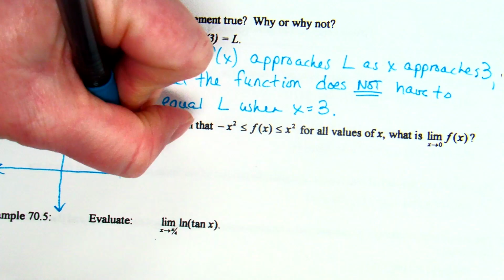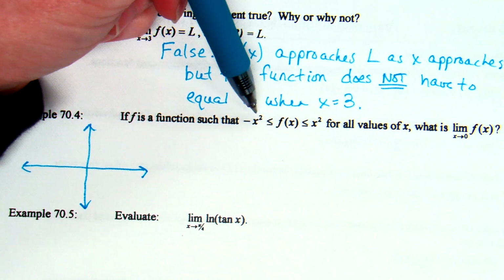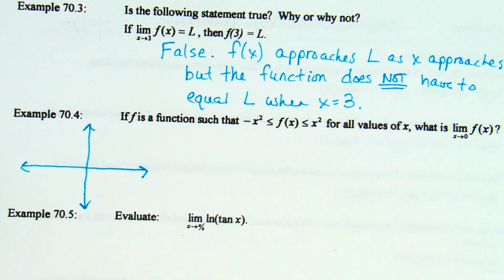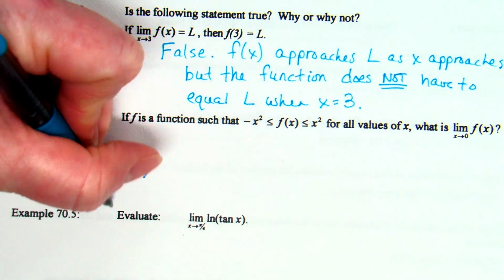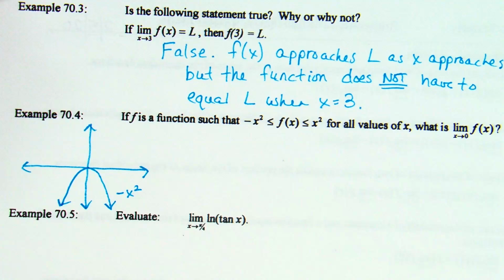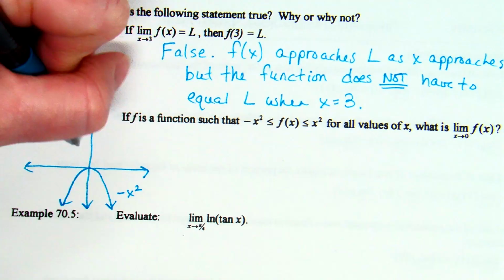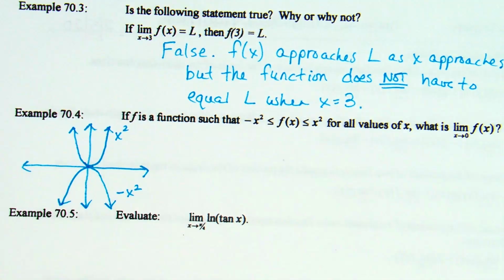Two parabolas, and then that center point. Okay, so there's my parabola. What we know about the function f of x is it's between negative x squared and positive x squared. What does negative x squared look like? An upside down parabola, and it goes through the point 0, 0. What does positive x squared look like? A regular parabola, also going through 0, 0. Are you okay with that picture?